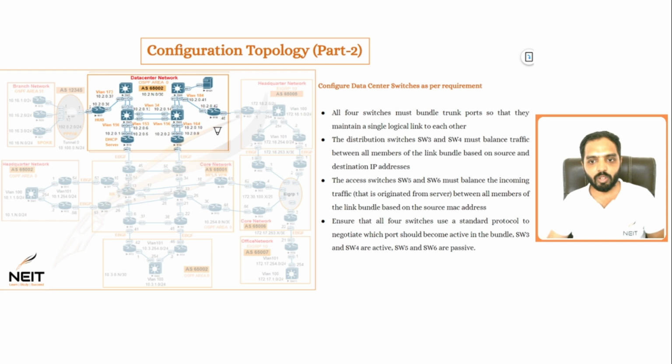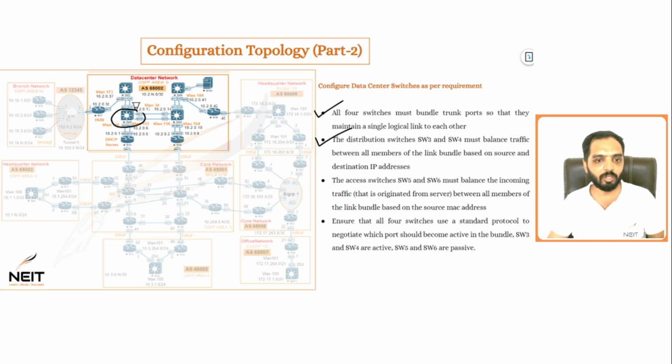So in today's task we will be configuring the data center switches. Our first requirement is that all the 4 switches must bundle their trunk ports so that they can maintain a single logical link to each other. After that, the distribution switches, switch 3 and switch 4, must balance the traffic between all the members based on the source IP and destination IP address.